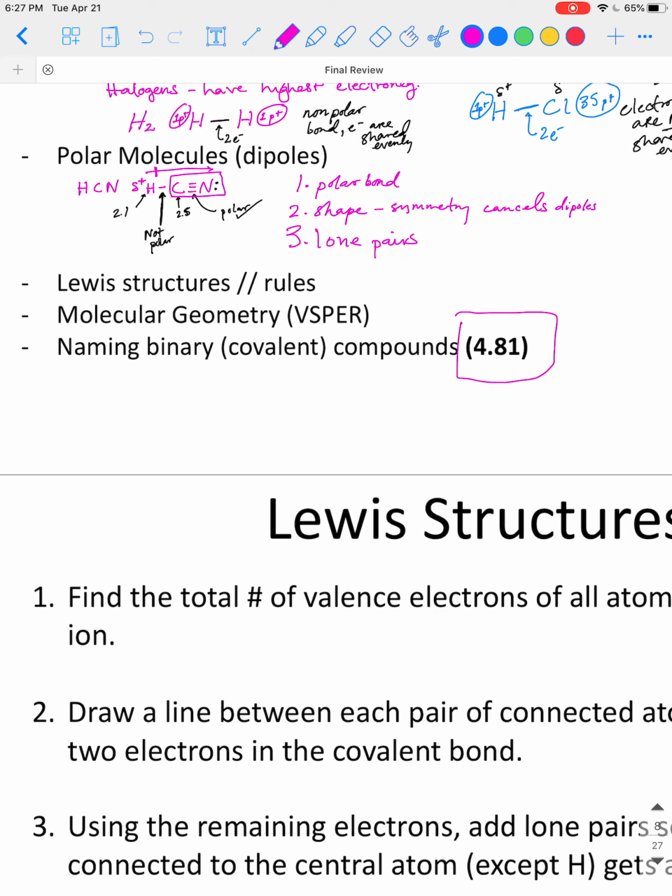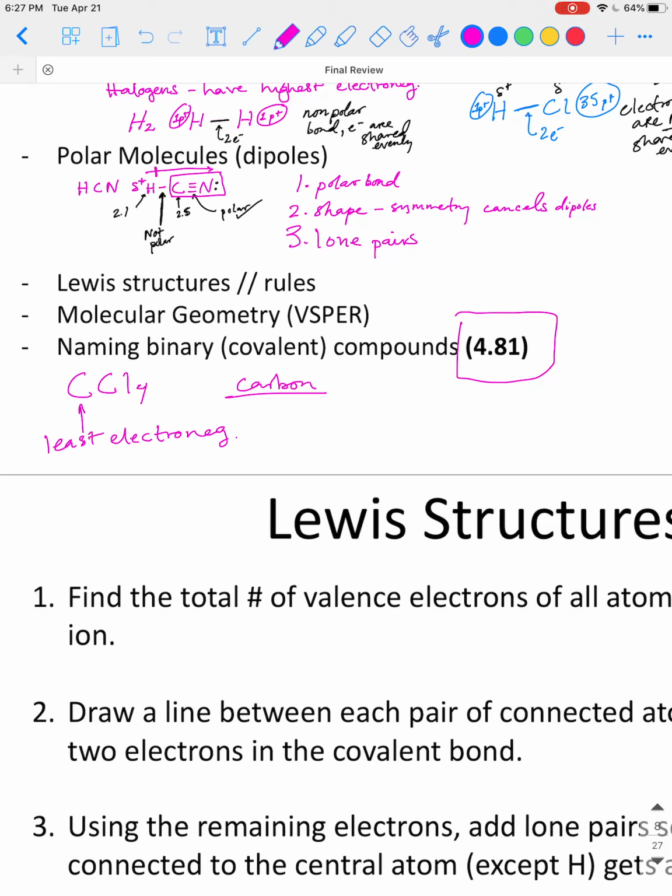Real quick, before we jump into Lewis structures and geometry, remember how to name binary compounds. So if you have a compound such as CCl4, the way you name this is you state the element name that's listed first. You always write the element that is least electronegative first, okay? Least electronegative goes first. And so we're going to name this element, so carbon.